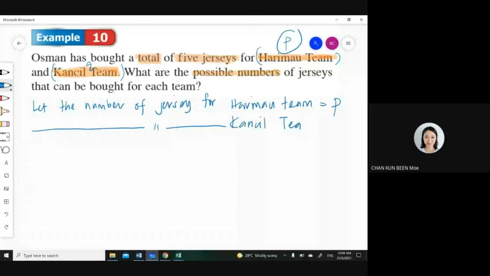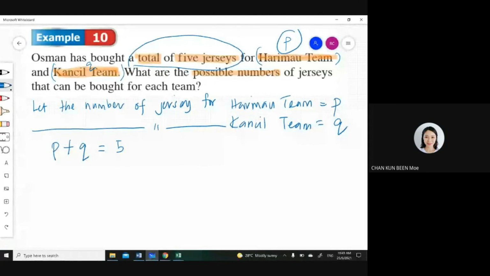The team is in capital letter, so I just follow, equal to Q. Okay, now we can form up already. The equation is P plus Q equal to the total how much? 5. Yes, so this is the equation from here. So we need to find out the possible number. This one is the important.